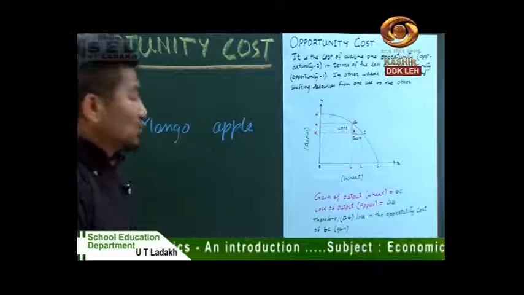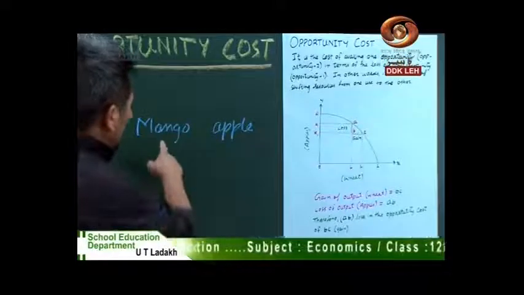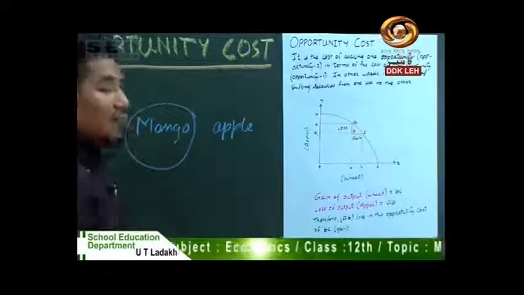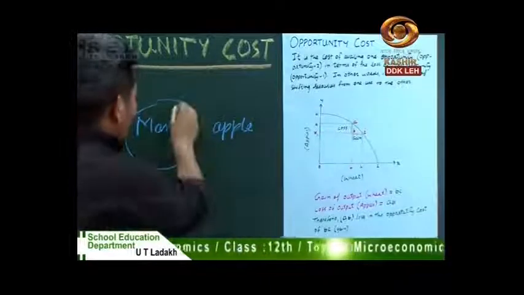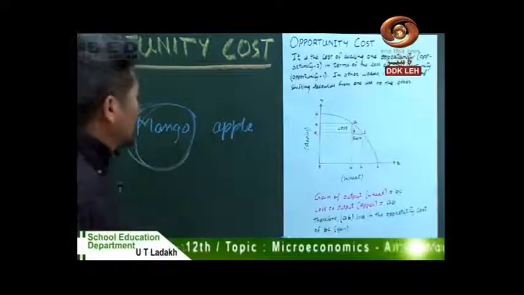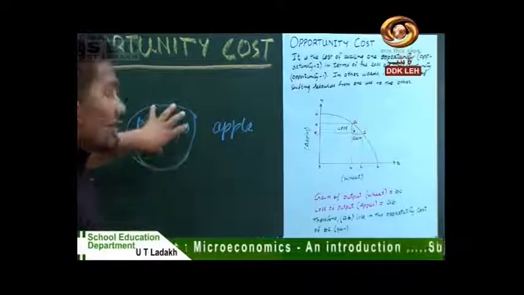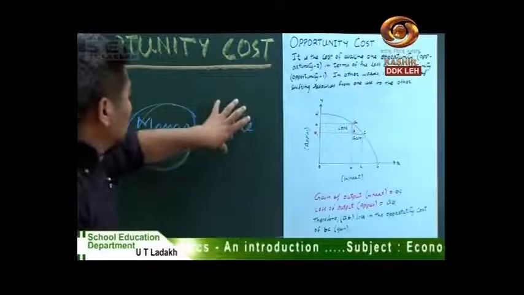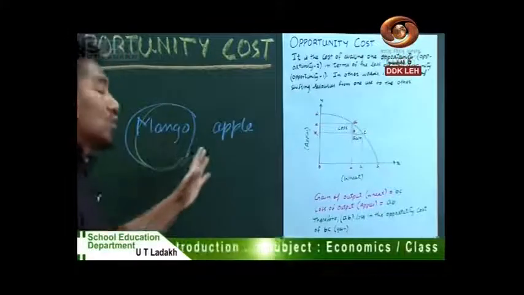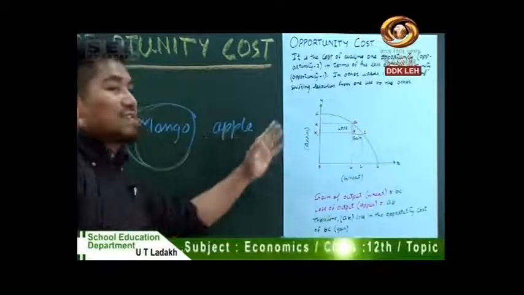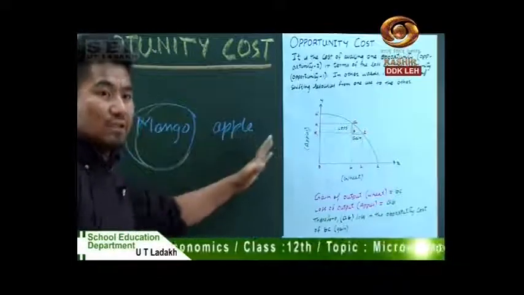Say you choose mango instead of apple. So you are going to have mango instead of apple. So you have to let go of the apple. You have to sacrifice it. You have to forgo it.